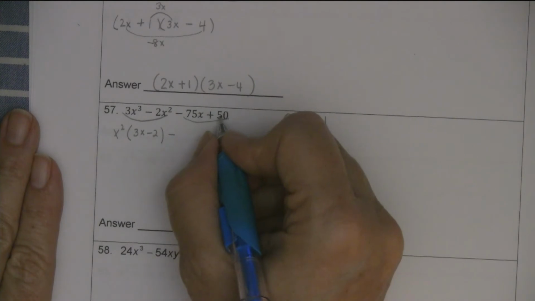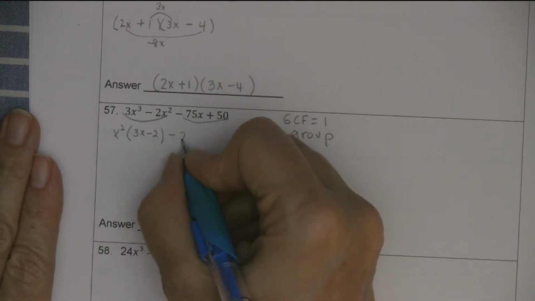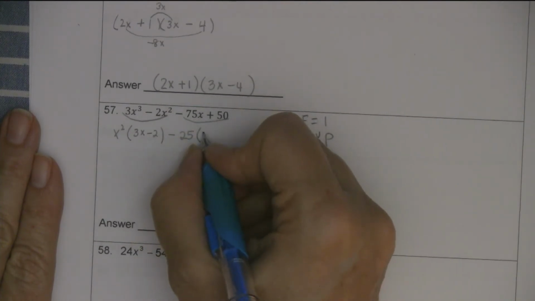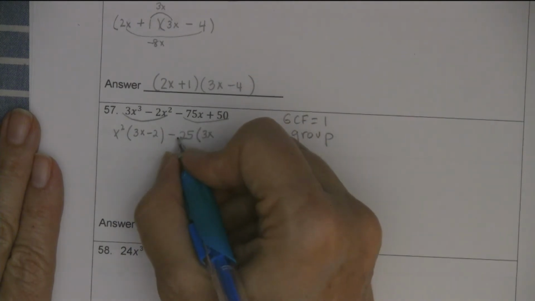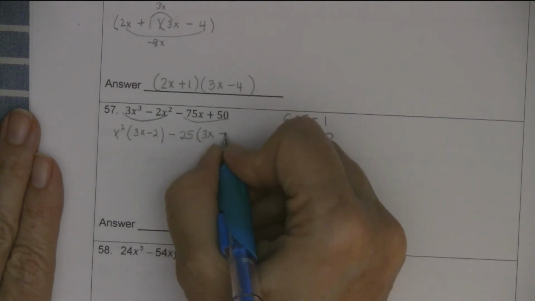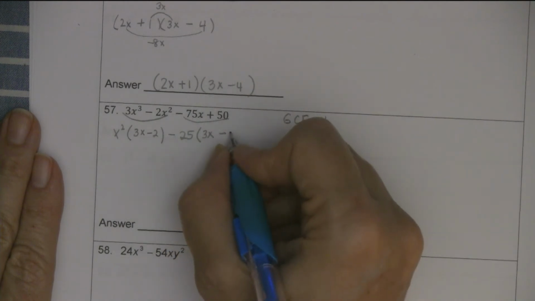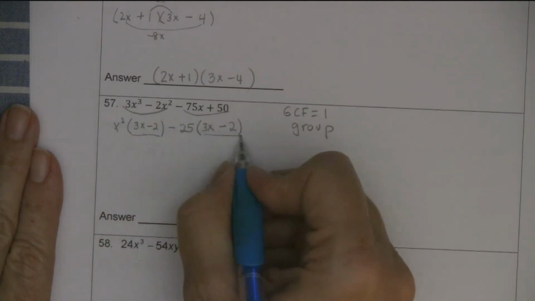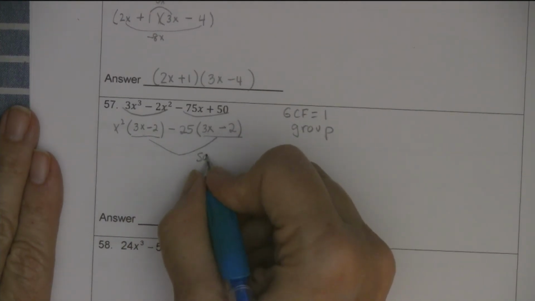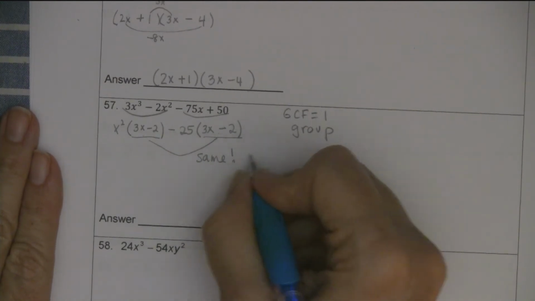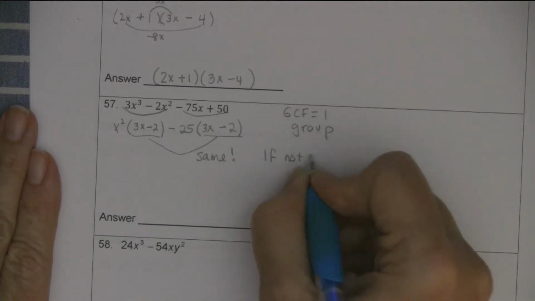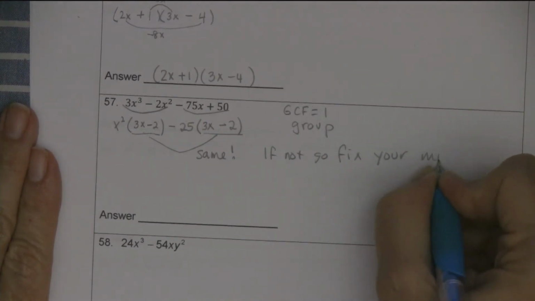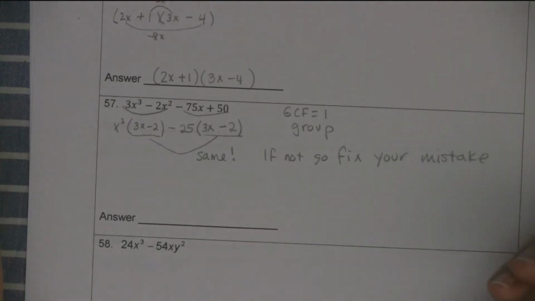Is it 25? Because 50 doesn't go into 75, but 25 does, right? So this is negative 25 times positive 3x to make negative 75. And a negative times a negative to make a positive. And then 25 times 2 is 50. If these aren't the same, go fix your mistake. And then continue on when they are the same.